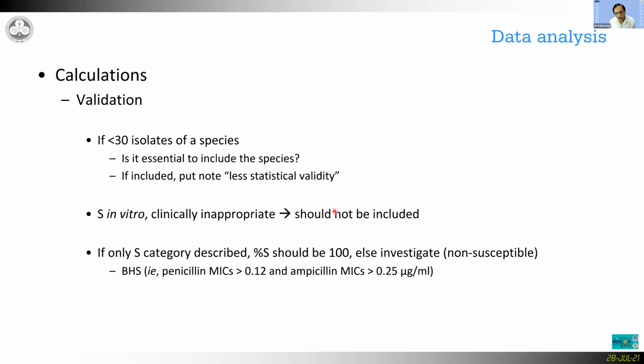Even if we have wrongly tested a Salmonella typhi without knowing its identity on the first day, this result, after we have known that this is Salmonella typhi, should not be included in the final report as well as the cumulative antibiogram. In those situations where only the sensitive category is described, percent sensitive should be 100%. Else, one should investigate the non-susceptible ones.